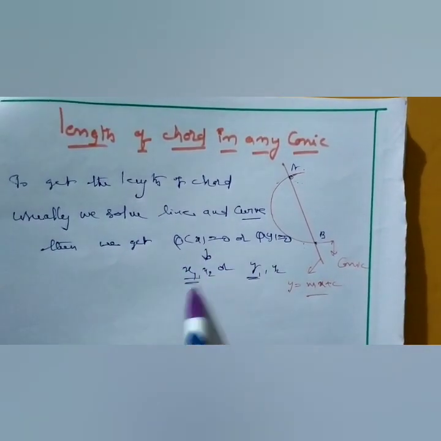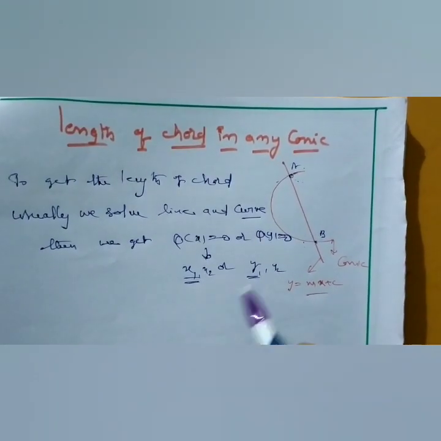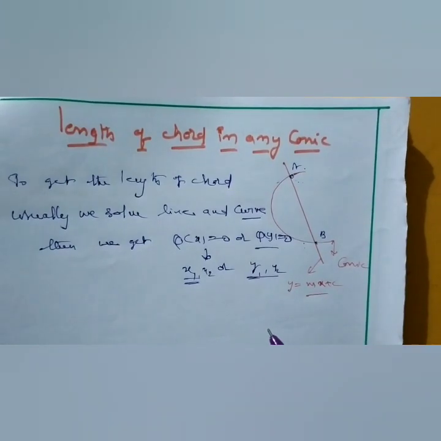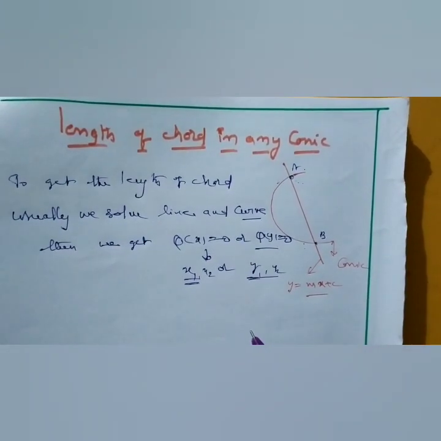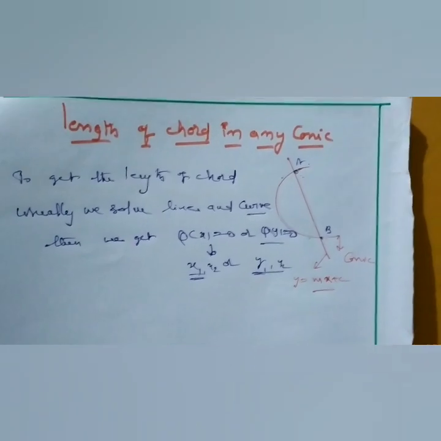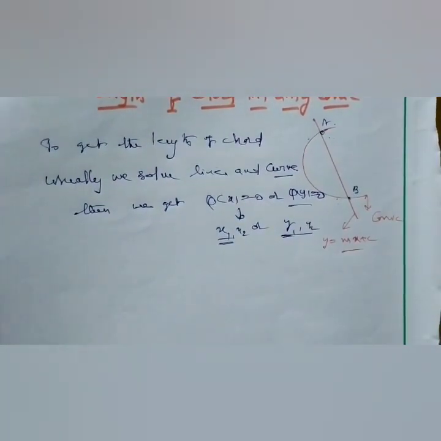From the first quadratic equation you will get x1 and x2, and from the second quadratic equation we get y1, y2. So this is the process where we find x1, y1, x2, y2 for both the points. Using the distance formula we will get the length of the chord. This is one process, but here we do not follow all the process I said now. So what should we do here?